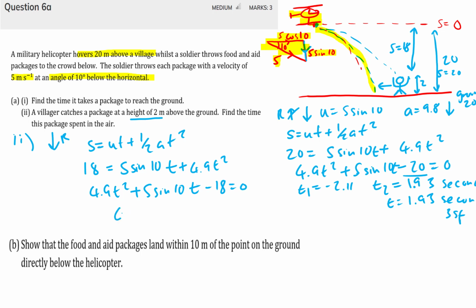And we're going to ignore the negative answer. So T equals 1.83, because the negative answer is giving you this essentially. 1.83 seconds. So that's not too bad at all. You can definitely do that. It's just worded differently.